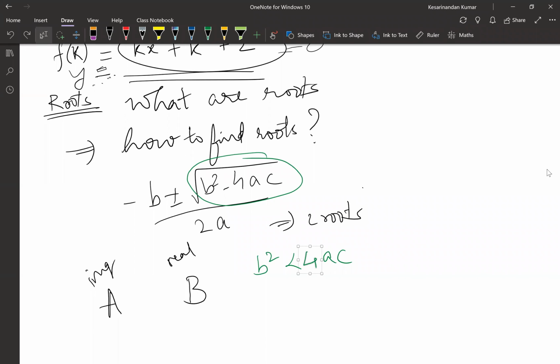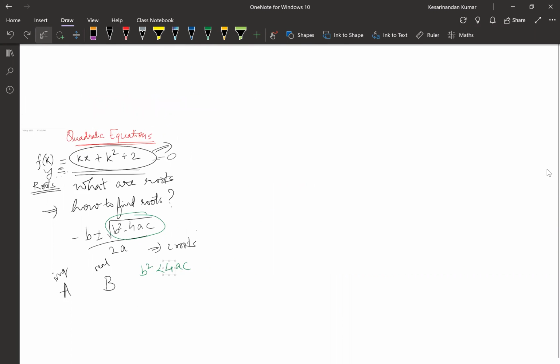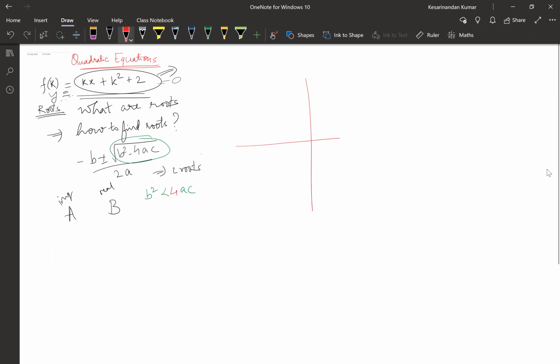Guys, like I had said before, if this is your axis, and let's say this is your parabola. When it was your normal case, it intersected at 2 points. But when there are no roots, how can you get a situation like that? It will only be possible when it will be like this.